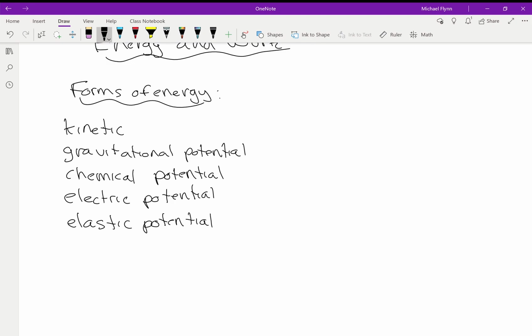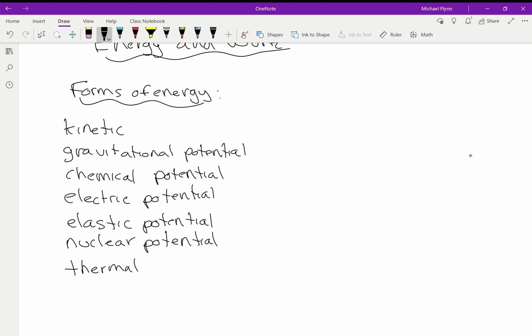Okay? So here's a short list. I guess we could say nuclear potential. That's energy stored in the nucleus of an atom, let's say. Thermal is a form of energy. It's actually a form of kinetic energy. Thermal and kinetic energy are very closely connected. It's kinetic energy of the molecules in a substance. It's called thermal energy. All right, let's just leave our list there for now. We could probably think of others, but that's good enough for now.